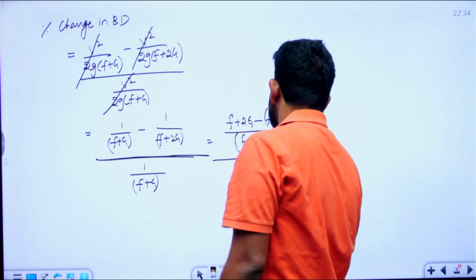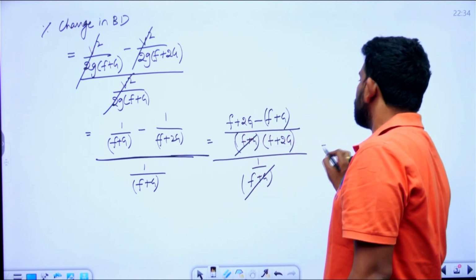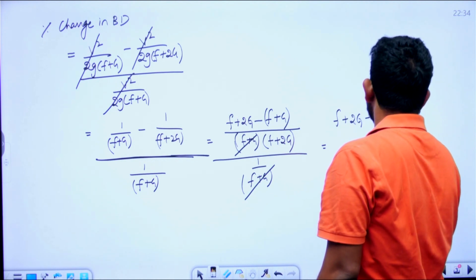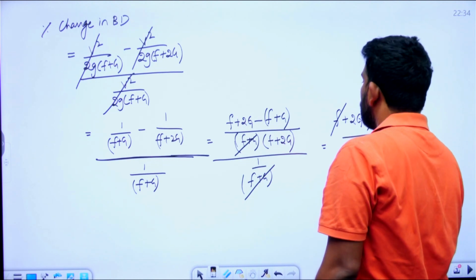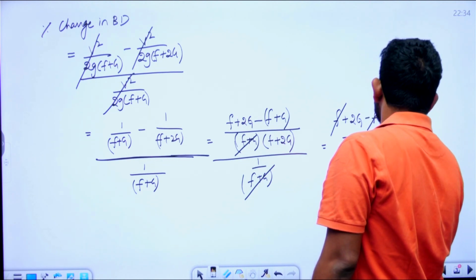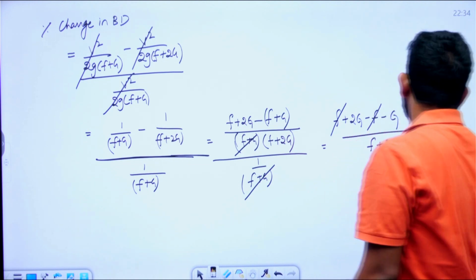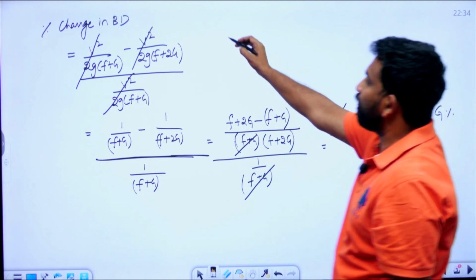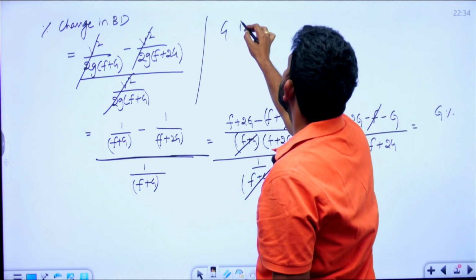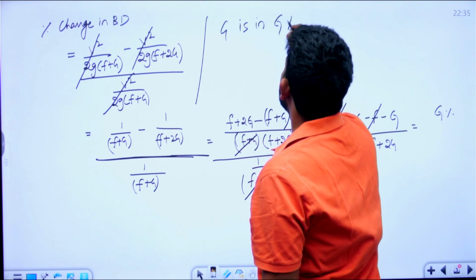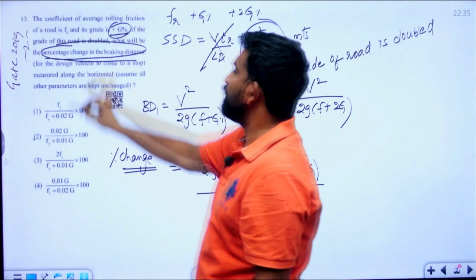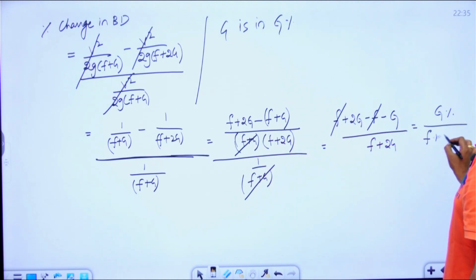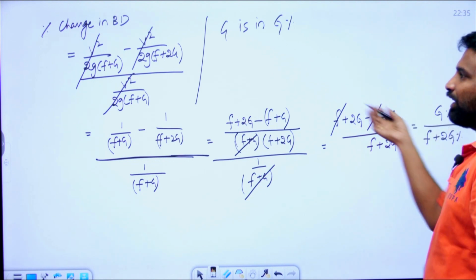So this f plus g goes off, and the remaining thing is f plus 2g minus f minus g. The f also gets cancelled, upon f plus 2g. So the remaining value is 2g minus g, nothing but g here. All the g's have to be in terms of percentage, because already in the question you have seen g percentage, right? So here also I will take g percentage upon f plus 2 into g percentage. That is nothing but the answer.